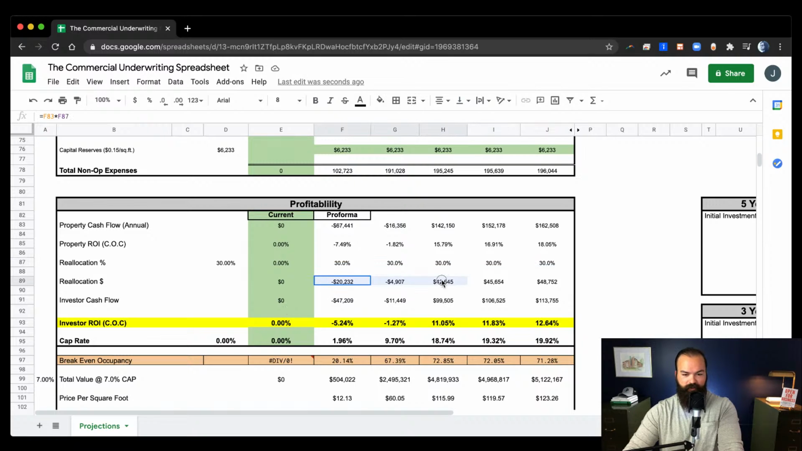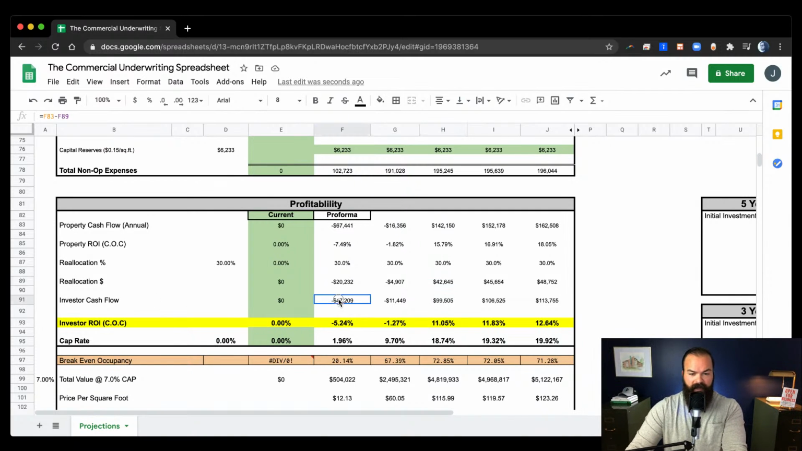And then this actually shows how much of that money is being reallocated to the GP. So if you wanted to know how much you would make in year 3 as the GP, you can just look right there. You'll be bringing in $42,000 a year. Not bad for one deal.